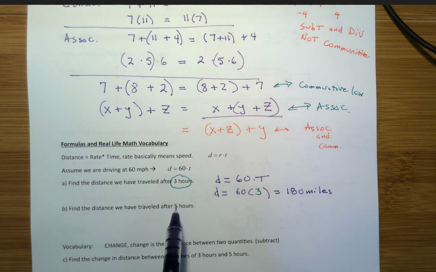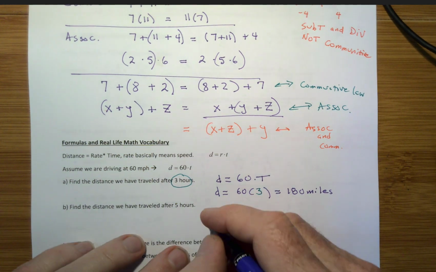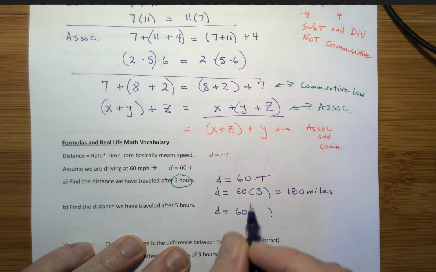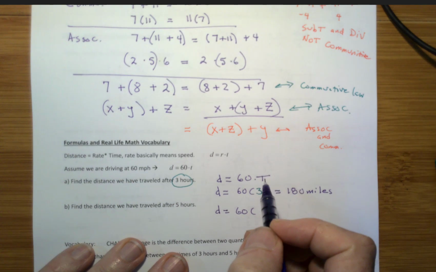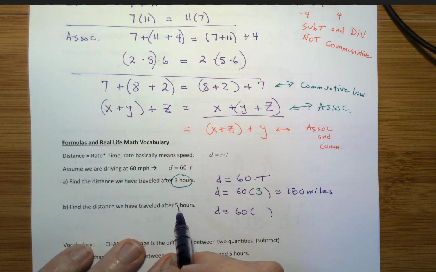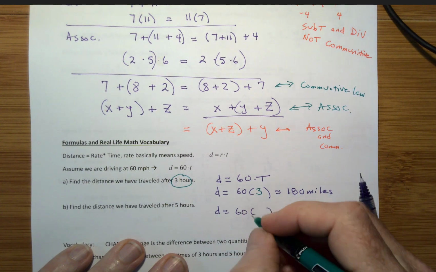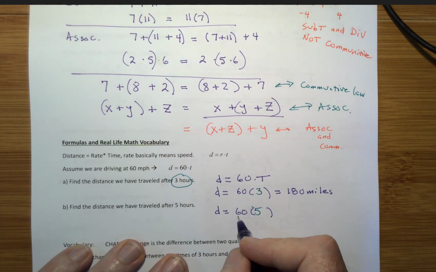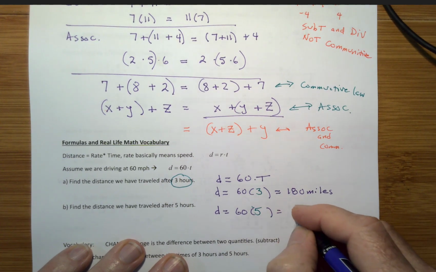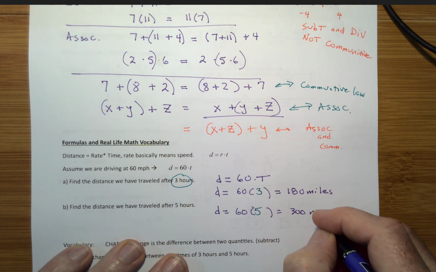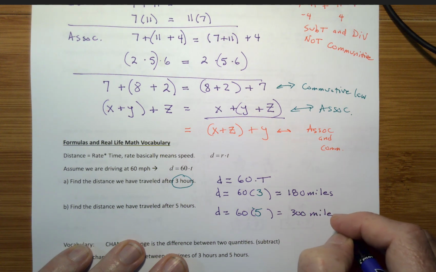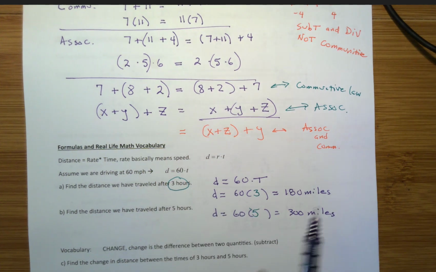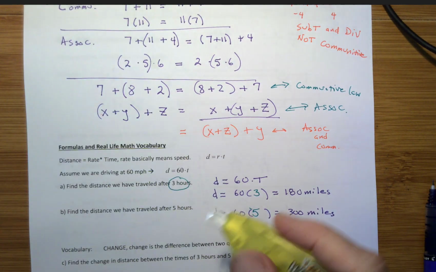Here's 5 hours. So we're going to do it again. We're going to take the time variable out and replace it with 5 hours. So we're just plugging in 5 hours. We're going to do the math. 60 times 5 equals 300 miles. Okay, so this idea of plugging into a formula, we're going to do that a lot. It's good to kind of get comfortable with that.